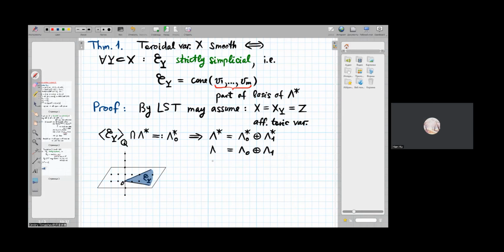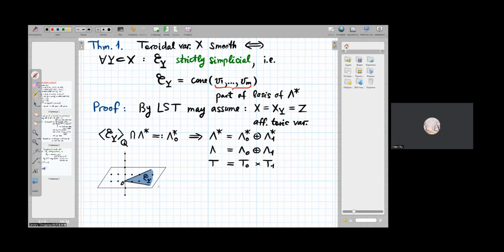And this gives rise to a decomposition of the torus T, the torus for which Z is a toric variety. Lambda is, of course, the character lattice of this torus T. This decomposition of the character lattice gives rise to a decomposition of the torus T into a direct product of two subtori, T naught, corresponding to lambda naught, and T1, corresponding to lambda 1.